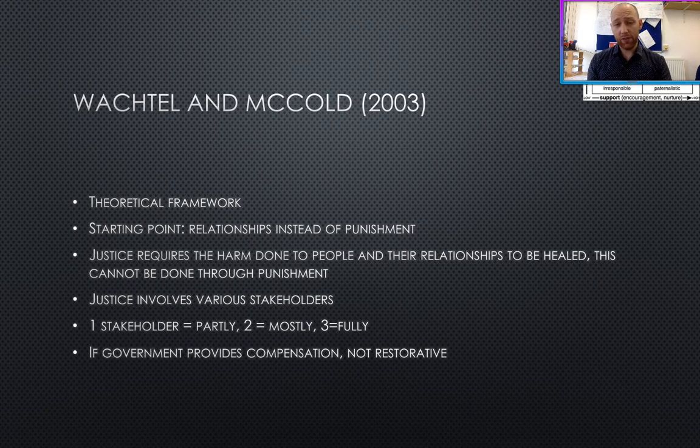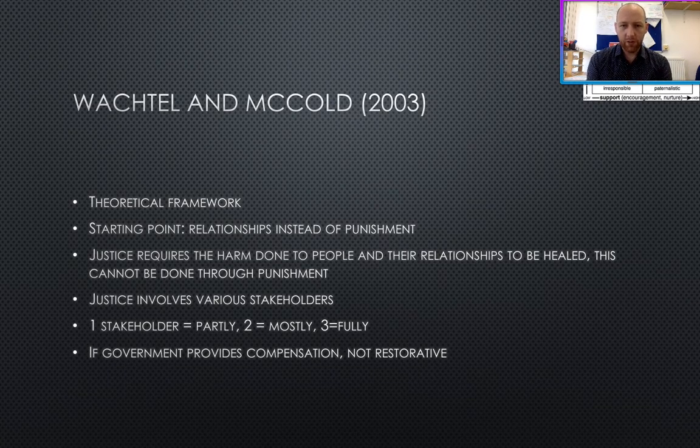Justice involves various stakeholders, not just the victim either. They consider a system to be restorative. If one stakeholder is involved, then it's partly restorative. If two, then it's mostly. If all three stakeholders are involved, then it's a fully restorative program. And if government provides compensation for a crime, then it's not restorative at all.